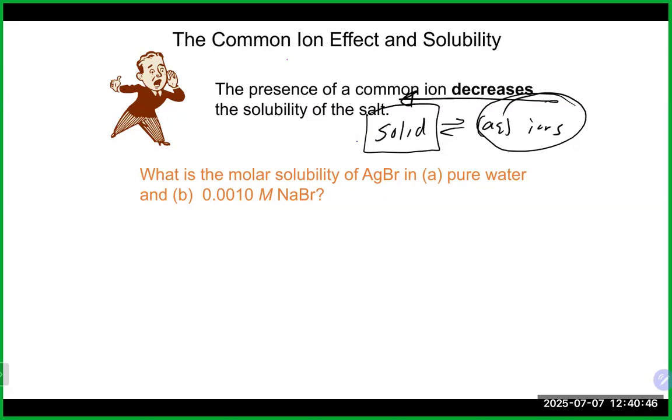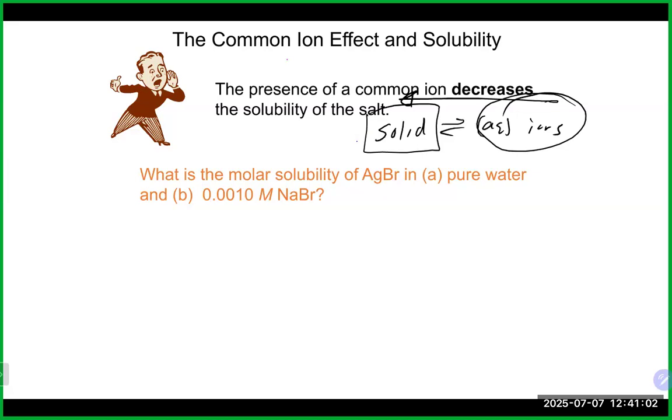So much like what we saw where it keeps the weak acid together or the weak base together in a buffer situation, when you have a common ion present, it will keep the solid together and decrease the solubility because of the equilibrium shift to the left.